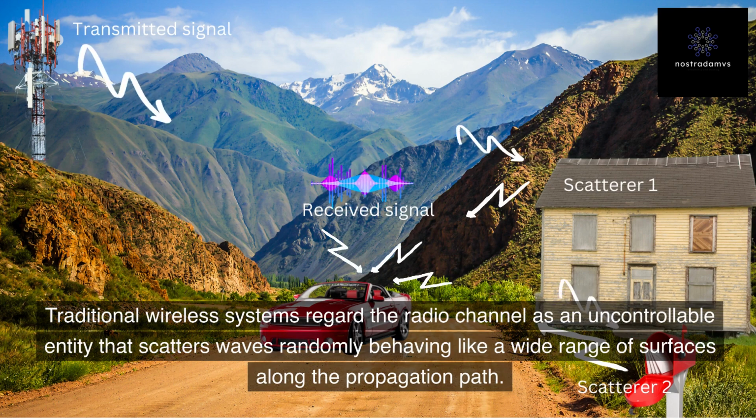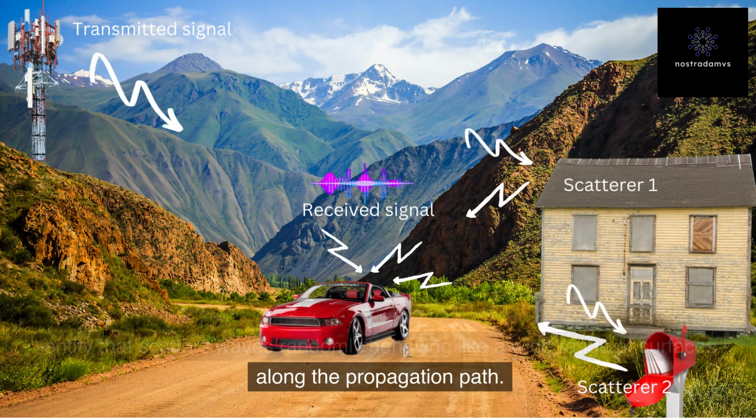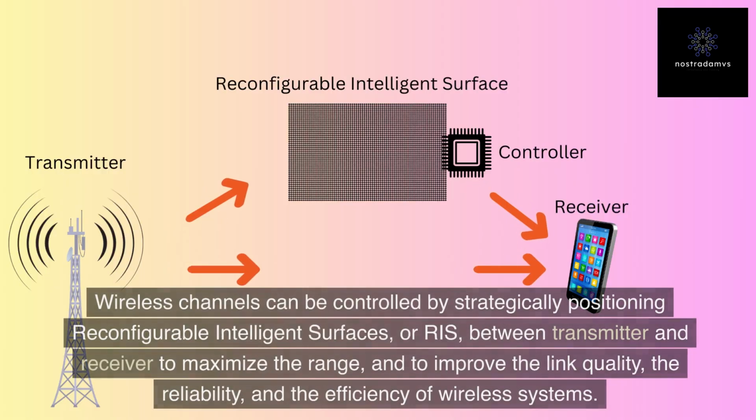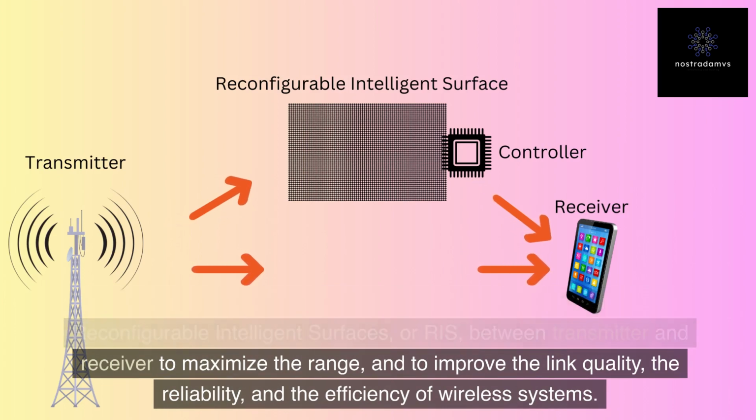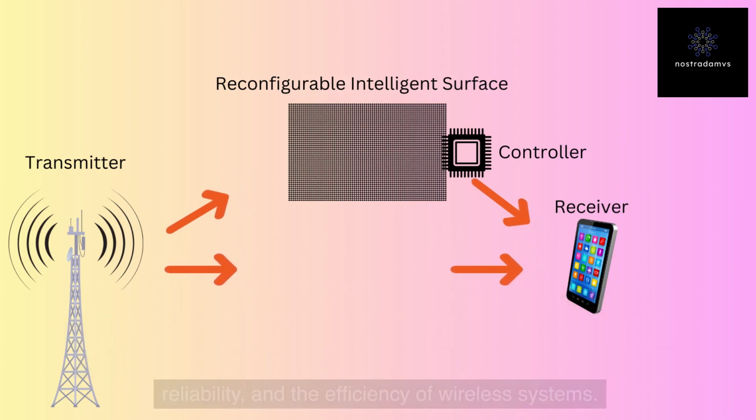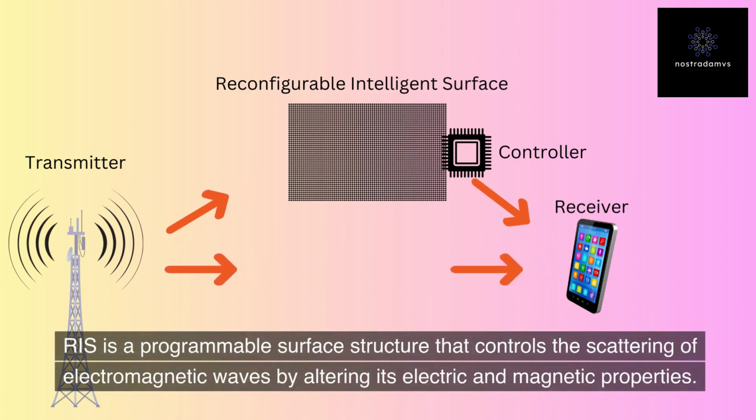Traditional wireless systems regard the radio channel as an uncontrollable entity that scatters waves randomly, behaving like a wide range of surfaces along the propagation path. Wireless channels can be controlled by strategically positioning reconfigurable intelligent surfaces, or RIS, between transmitter and receiver to maximize the range, and to improve the link quality, the reliability, and the efficiency of wireless systems. RIS is a programmable surface structure that controls the scattering of electromagnetic waves by altering its electric and magnetic properties.